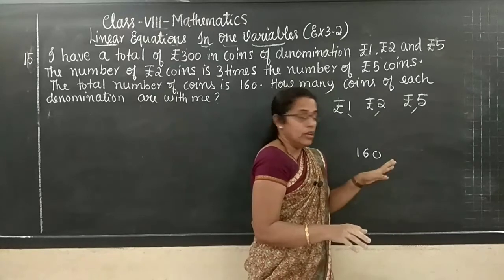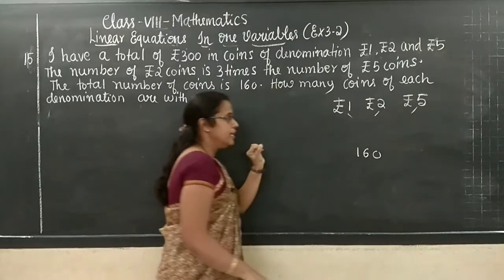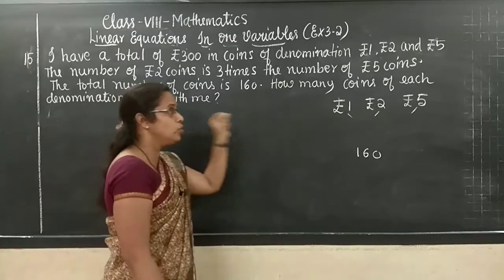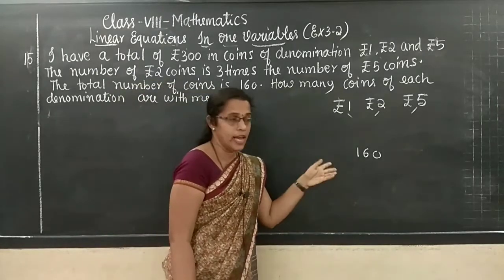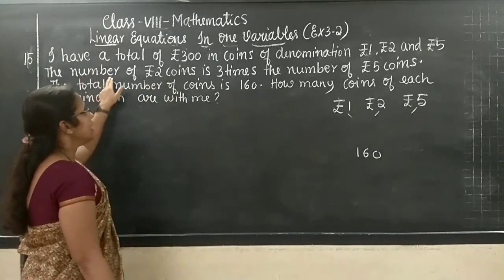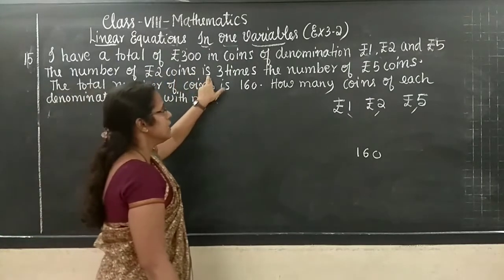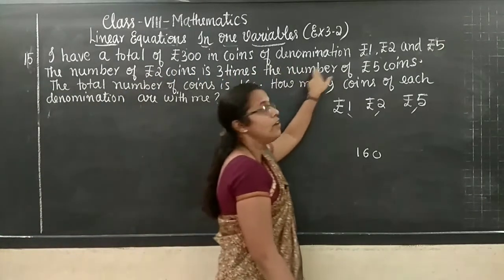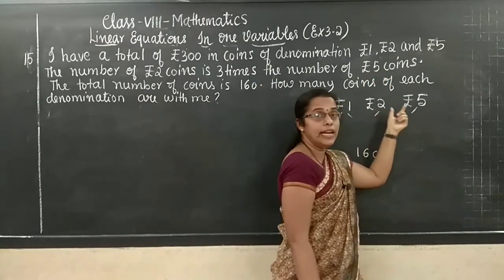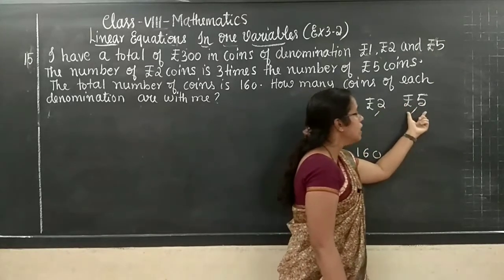Okay, so the same method that we used in the last problem. Now see here, who is to be taken as x? Three terms are there: 1 rupee, 2 rupees, and 5 rupees. Without taking x, we cannot solve this. So to understand that, we read the second sentence. See, the 2 rupee coin is 3 times the number of 5 rupee coins.